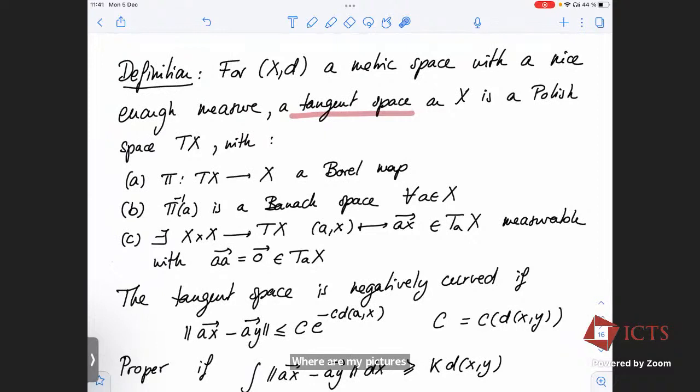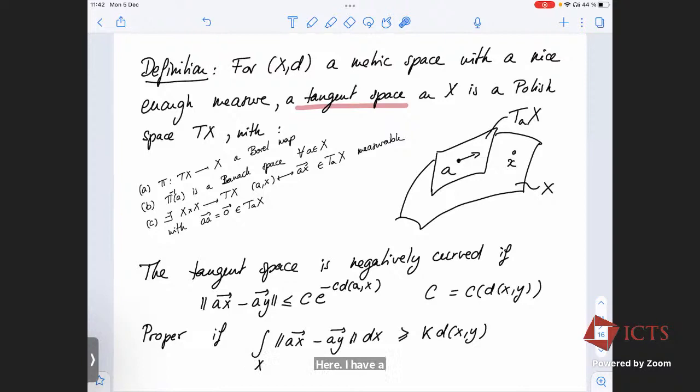Okay, so my tangent space is negatively curved if the difference between two vectors is like an exponential in terms of the distance between the base point of the vector and where you're pointing. And I also have a notion of proper, meaning that you want to see distances between two points. Here, I have a picture. I prefer pictures. I like pictures, as you see.